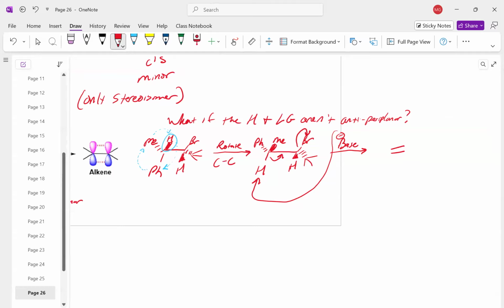Well, that's the phenyl group and the tert-butyl group. Since they have the same wedge, I'm going to put them cis to each other. And what things have the solid wedge? Well, that would be the methyl, and that would be this hydrogen here. And so I put them cis to each other.